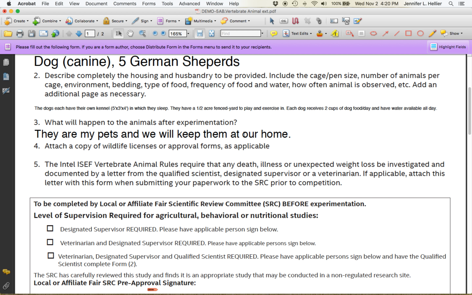Attach a copy of wildlife license or approval forms if applicable. Now this is going to be if you're using wildlife animals, so you would need to make sure that you have the right licenses or approval forms. And as you can see here, the rules require that any death, illness, or unexpected weight loss be investigated and documented by a letter of a qualified scientist, a designated supervisor, or a veterinarian. So if that happens, you must attach the letter with the form when submitting your paperwork.